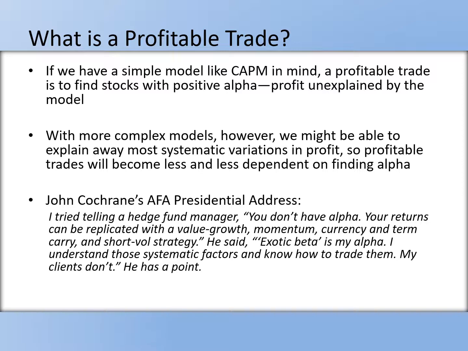From an academic finance economist perspective, take John Cochrane, the University of Chicago economist, in his AFA address. He was the president of the American Finance Association, and this was his presidential address. So what did he say? He said, I tried telling a hedge fund manager, you don't have alpha. Your return can be replicated with a value, growth, momentum, currency, term carry and short-term volatility strategy. Is that right? The response was, exotic beta is my alpha. I understand those systematic factors and know how to trade them. My clients don't. And he has a point.